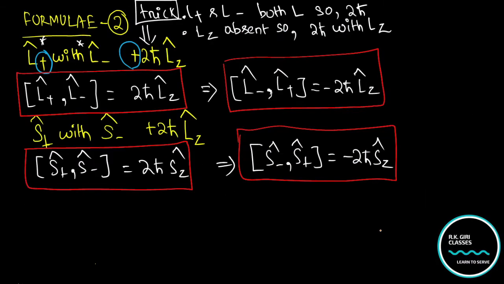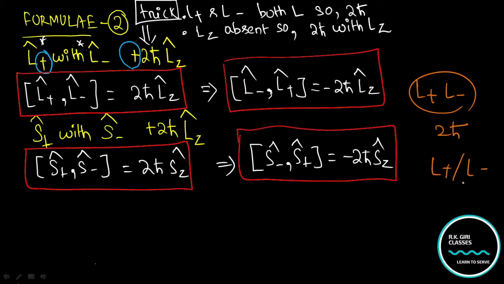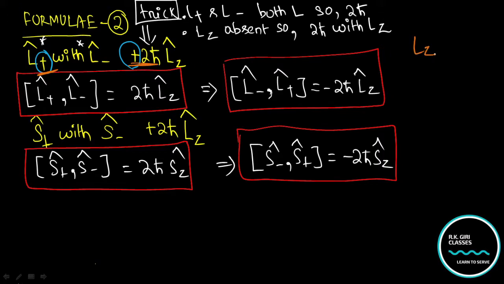Clear? Now coming to the formula number 2, this is trick. Already I told you, if both L plus and L minus will be there, then you will have 2 h cut. If only L plus or L minus will be there, then you will have h cut. Here that means L plus with L minus, you will have 2 h cut. Now the question is whether it will be plus or negative, right? Starting with L plus, that's why it is plus h cut, and you will miss Lz here, right? You will miss Lz here, so give this Lz one opportunity to come with us, right? This is L plus and L minus, this is 2 h cut Lz.